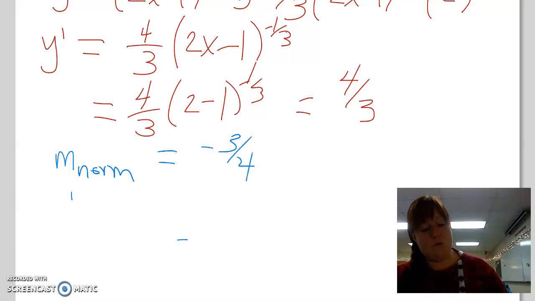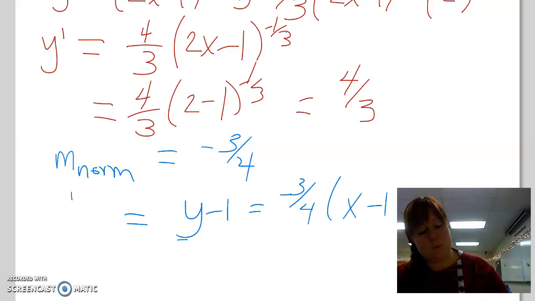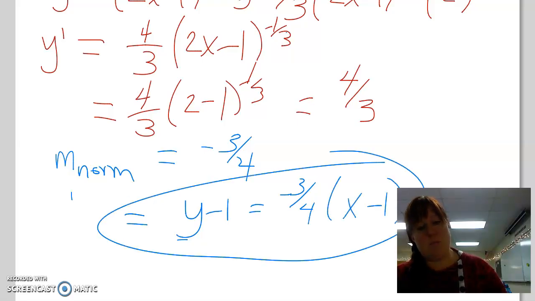And so when we write the equation of the normal line, we can just write y minus 1 equals negative 3/4 times x minus 1. Because the normal line goes through the same point, we just use that point and the slope that we figured out before. Okay, let's do the next one.